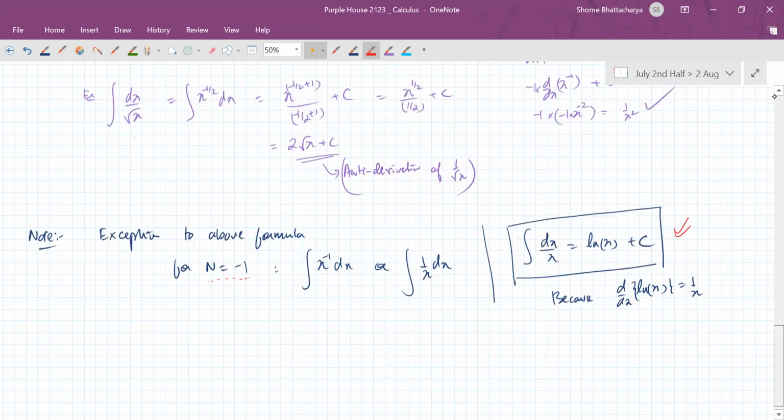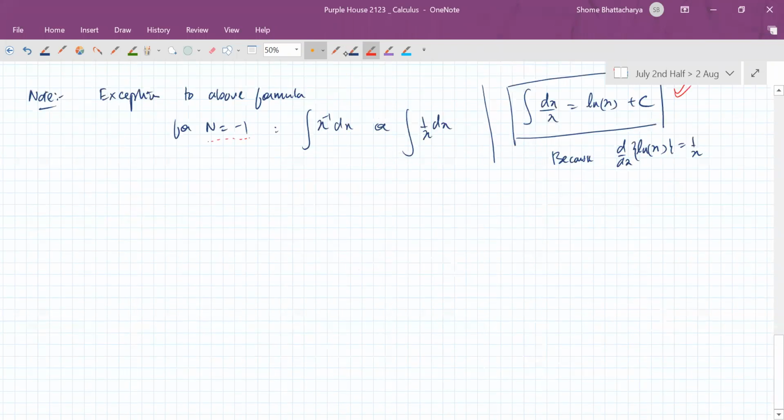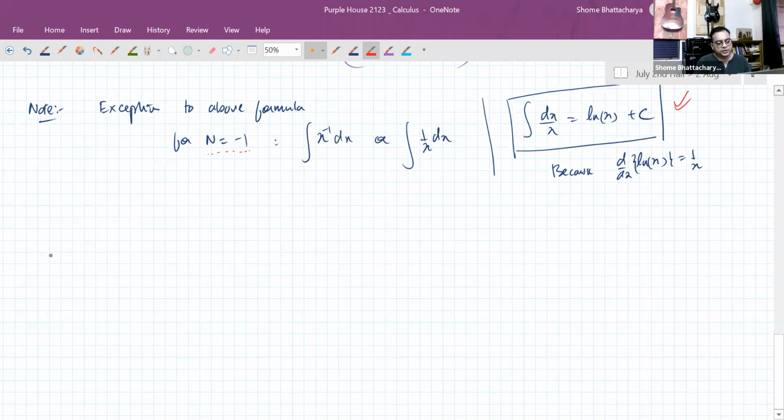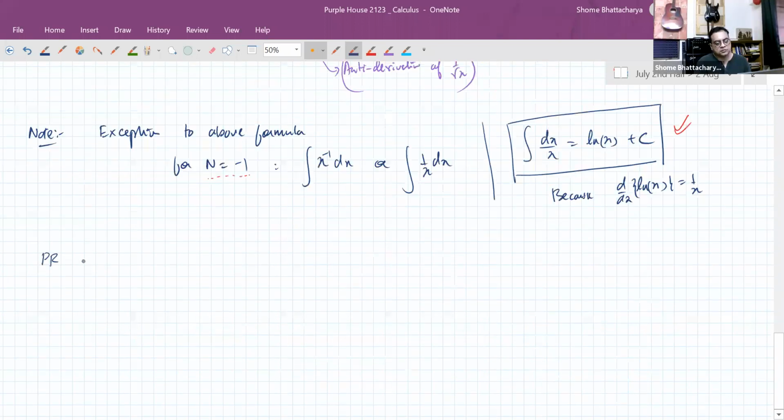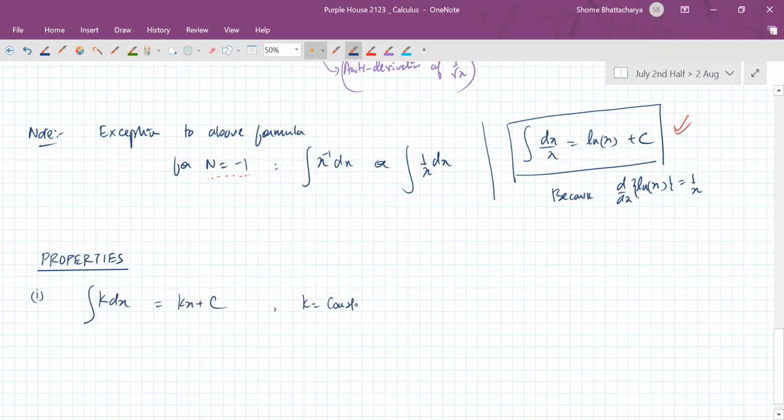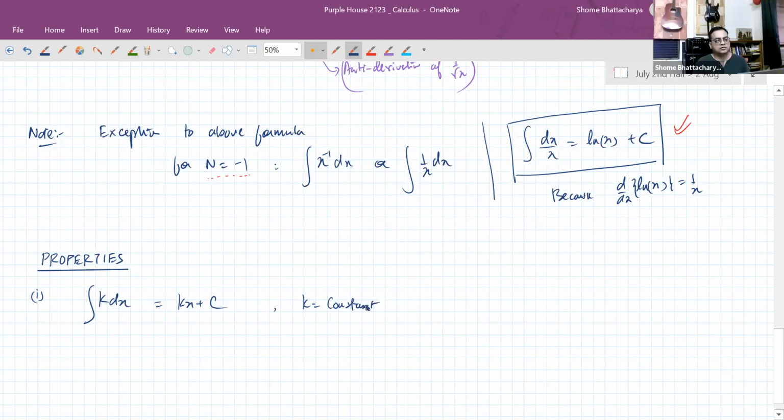Right. Now the next thing is the properties, which are similar to how we learned properties in differentiation. The first one is that if we are integrating a constant, it will give us a linear function. K is a constant. I'm not writing it as C because we're already using the symbol C for the constant of integration. So I'm just using the symbol K instead for any constant. You can use any symbol, it doesn't really matter.